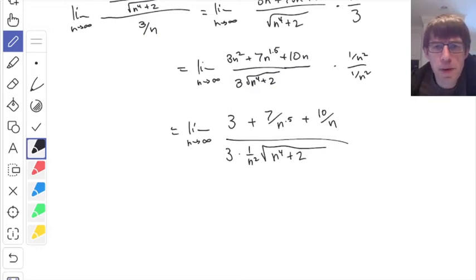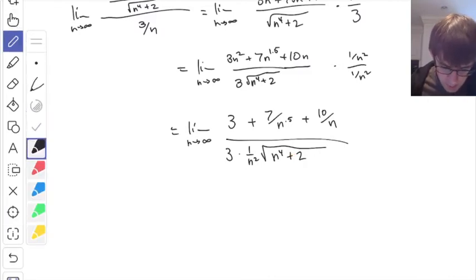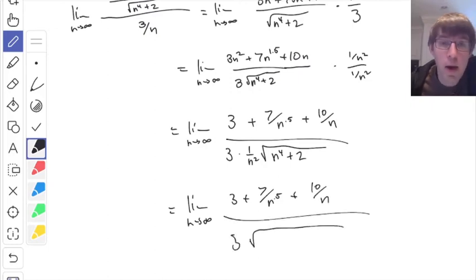But we can continue to simplify here. Actually, we did 1 or 2 examples like this, maybe last week sometime. You can multiply this thing into the square root sign. When it goes inside, this n squared becomes an n to the 4, because when you move something out of a square root, you have to take the square root. When you push something into a square root, you would square it. So it's going to be, we're almost done here, 3 plus 7 over n to the 0.5 plus 10 over n, over 3 times the square root, and now it goes inside and becomes a 1 over n to the 4. That gives me a 1 here, and then plus 2 over n to the 4.